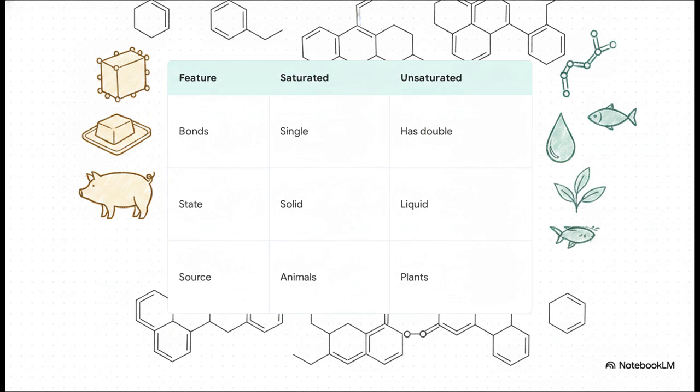Unsaturated fats, on the other hand, have at least one double bond in the chain, so they don't have the maximum number of hydrogens. That double bond creates a literal kink in the molecular chain. They can't pack tightly, so they stay liquid, like your plant and fish oils.